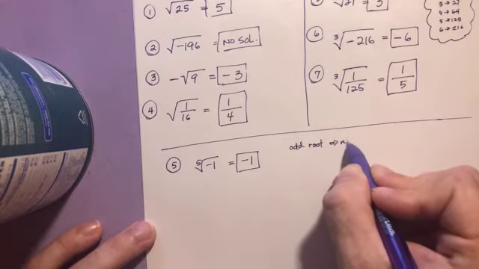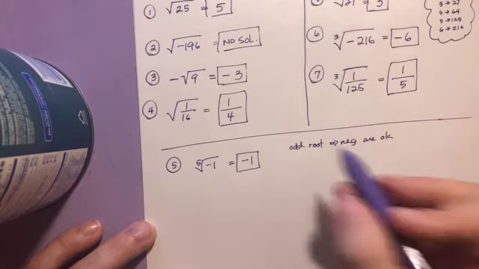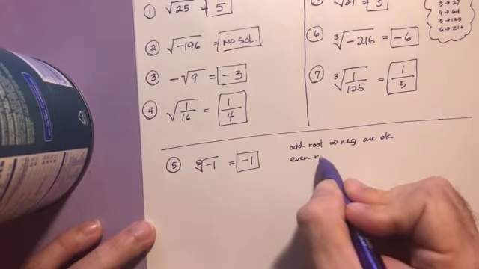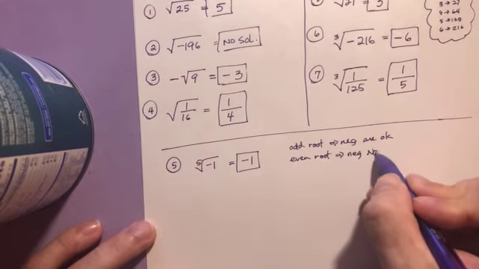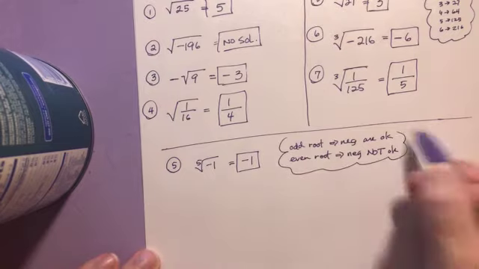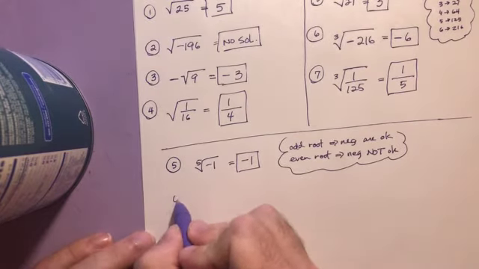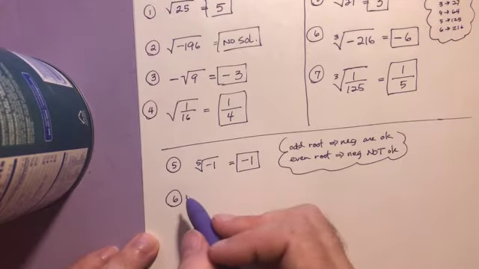One thing that is in the notes is that odd root means negatives are okay. An even root means negatives are not okay. Okay, it's just a little from the notes for you. So for number 5, it was perfectly fine because it was a 5th root. But for number 8.